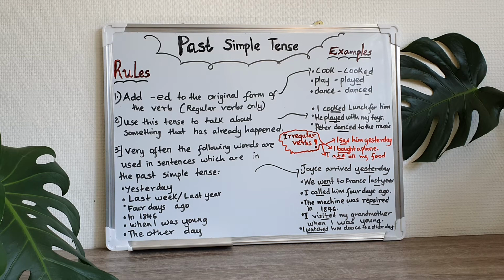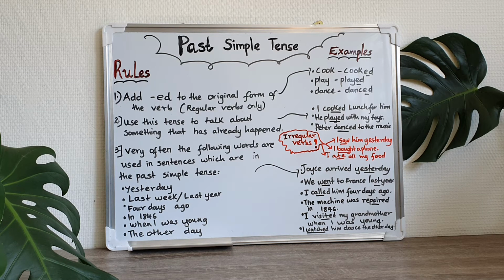Okay? Now, rule number 2. Use this tense to talk about something that has already happened. So we use the past simple tense to talk about something that has already happened. Look at the examples on the right. I cooked lunch for him. So, that has already happened.